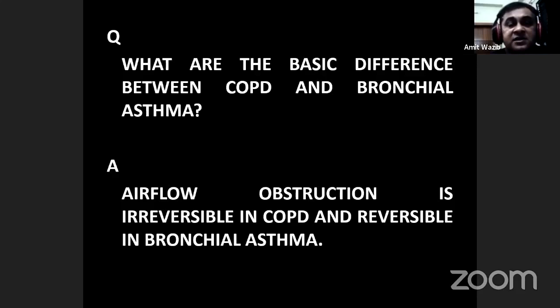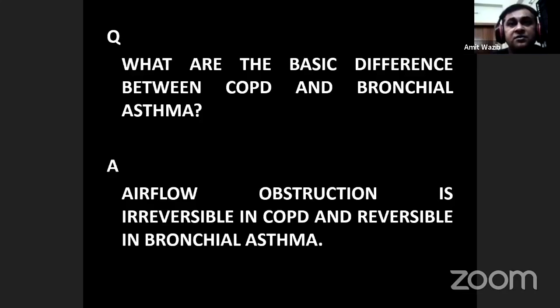The basic difference is the reversibility of the airflow obstruction. In bronchial asthma, this airflow obstruction is reversible, and in COPD, it is relatively irreversible, not absolutely, but relatively irreversible. So the reversibility of the obstruction is less in COPD and it is more in bronchial asthma. But for exam purpose, to make it very simple, you can straight say that in bronchial asthma, the bronchial obstruction is reversible. In COPD, it is not reversible.